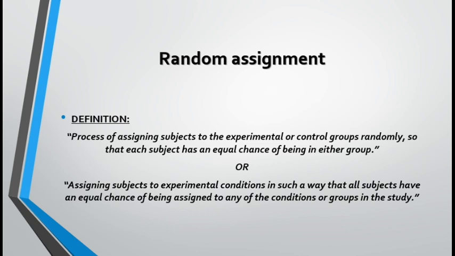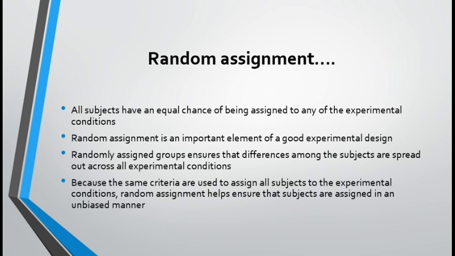Random assignment: all the subjects have an equal chance of being assigned to any of the experimental conditions. And random assignment is an important element of a good experimental design. Randomly assigned groups ensure that differences among the subjects are spread out across all the experimental conditions. Because the same criteria are used to assign all the subjects to the experimental conditions, random assignment helps ensure that subjects are assigned in an unbiased manner.